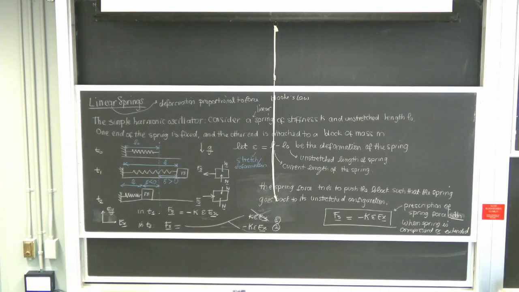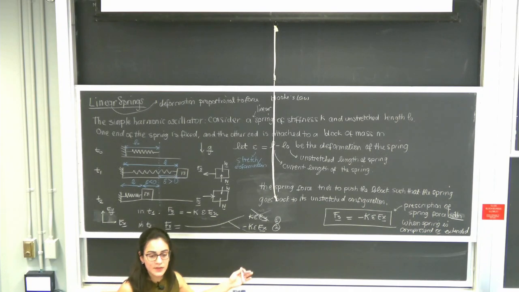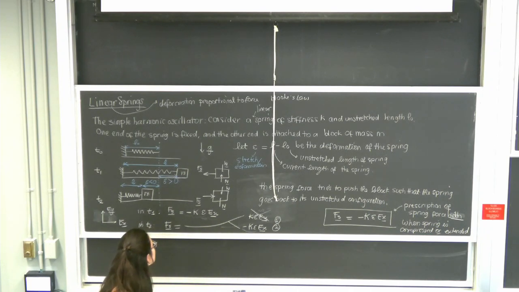Does that make sense? Now that's the prescription for the spring force where the spring is just moving in 1D, in one dimension. And you've probably seen this expression before. You might have used S instead of epsilon, or X. The X needs to be the stretch, the deformation of the spring.